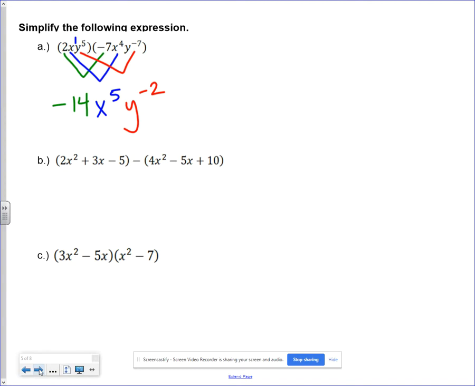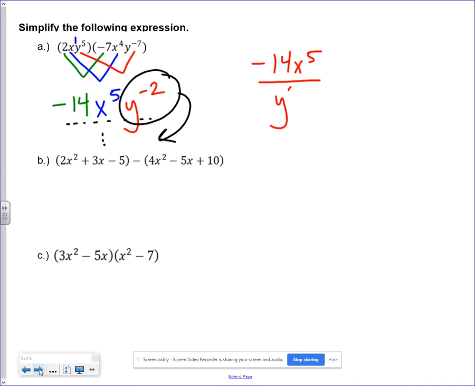Remember, you just imagine if this was a fraction. So if this was over 1, okay? What has the negative exponent? The y does. So the y is going to be relocated down to the bottom part of my fraction. So the negative 14, x to the 5th, will stay on top. And when I move the y down to the bottom, I make the exponent from negative to positive. That's the negative exponent. There's my simplified answer.